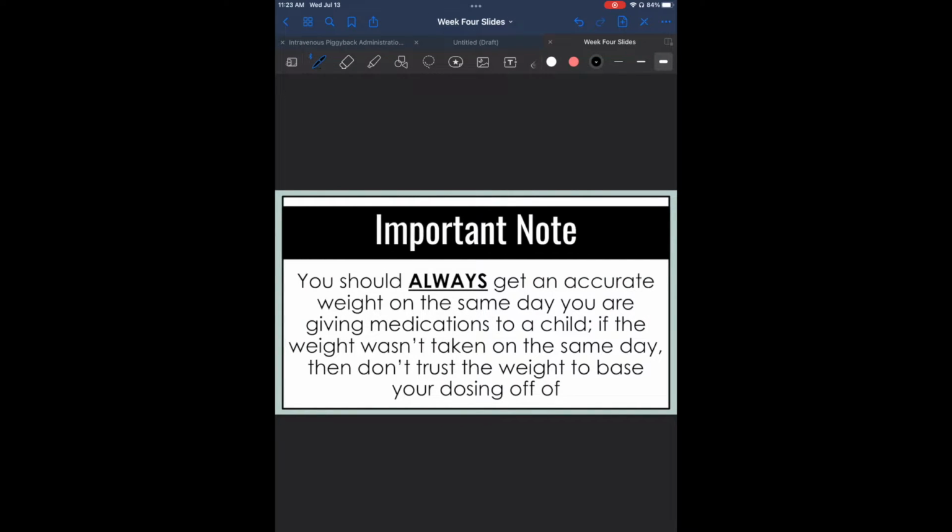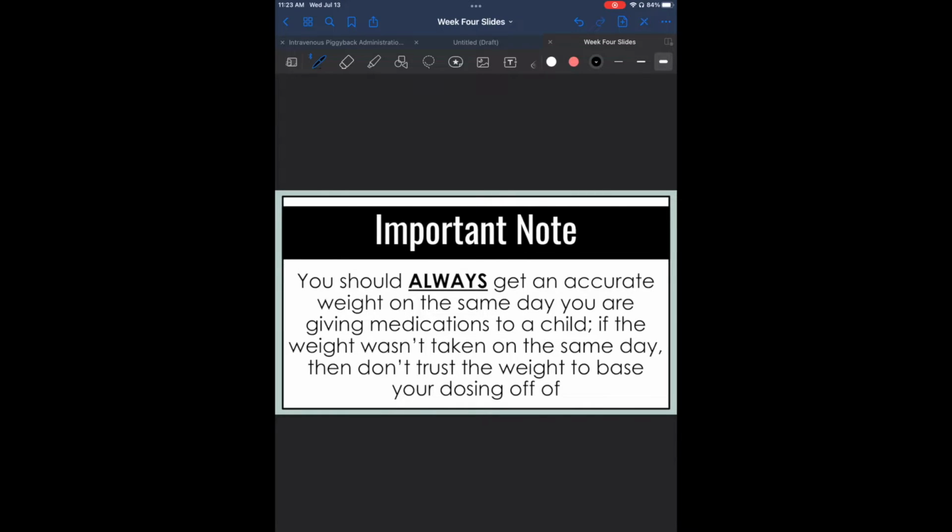And because their weight is going to be used for their dosing, it's important to make sure that you always get an accurate weight on that child, meaning that you should get a weight the same day you're giving the medication in the facility you're giving it from. If mom comes in and says, we were just at urgent care and now we're at the ER, for example, and they weighed 40 pounds.